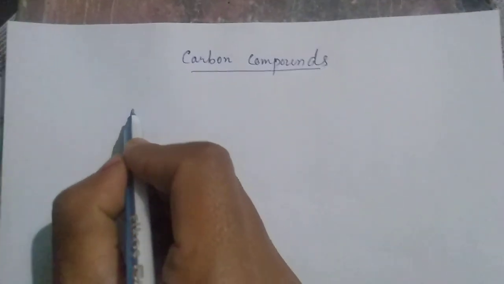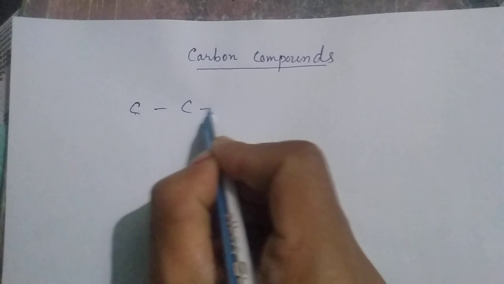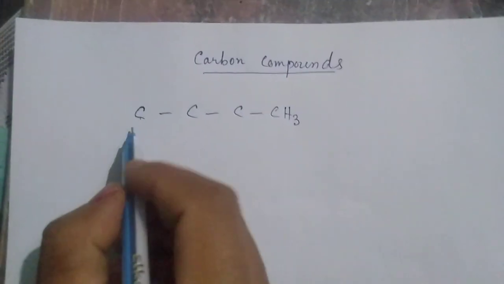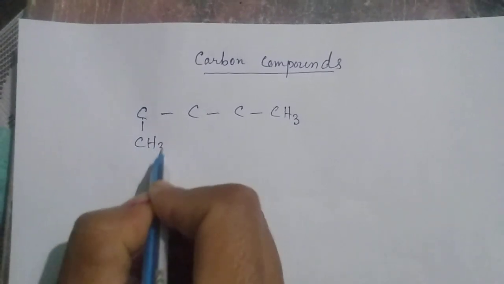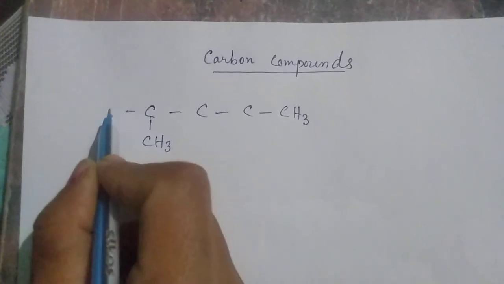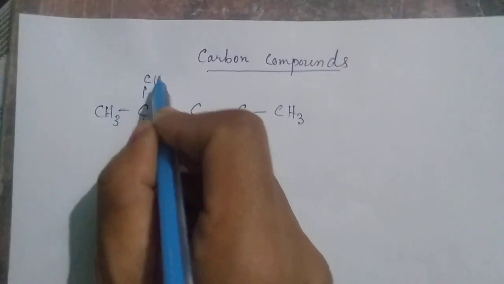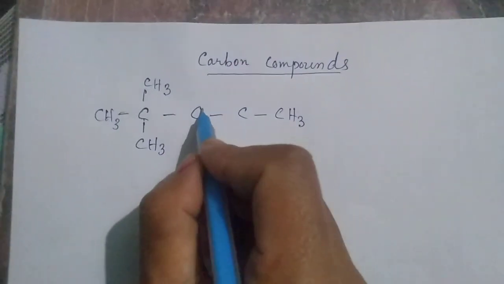Let me make some carbon compounds in this way. Okay, so we can write carbon in many ways, we can make chains, a long chain, a number of large chains. That is the beauty of carbon.